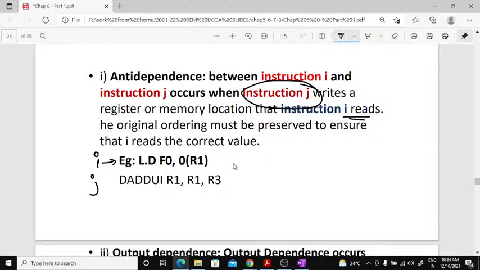So here what I must know, it is loading the F0 register.